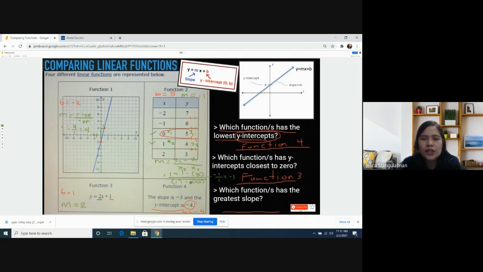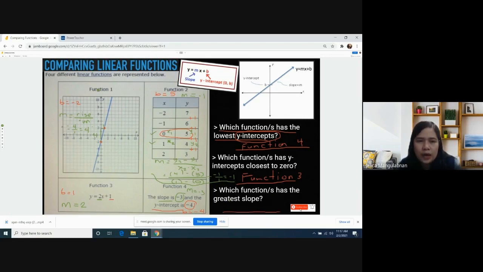Next question, how about in function 4? Again, it is given. So the slope in function 4 is -3. Let me just draw a line in here because this one is different from that one. Okay, got it? So which function has the greatest slope?